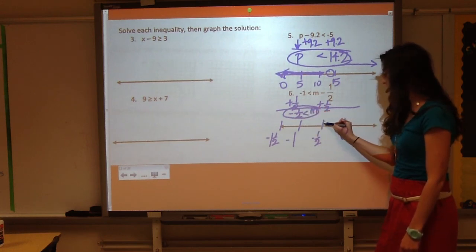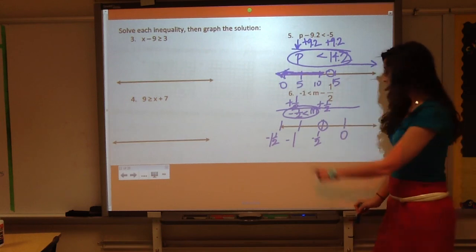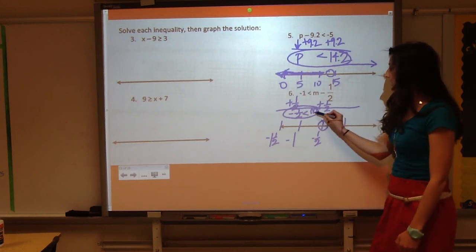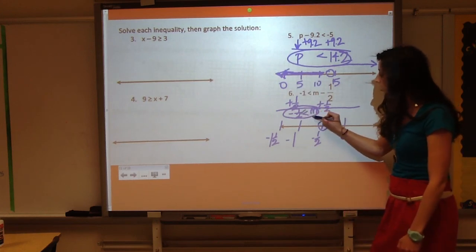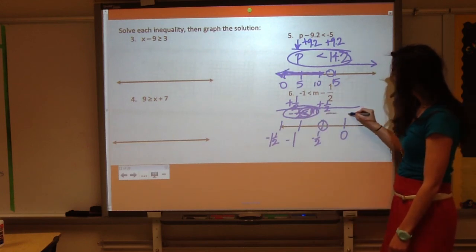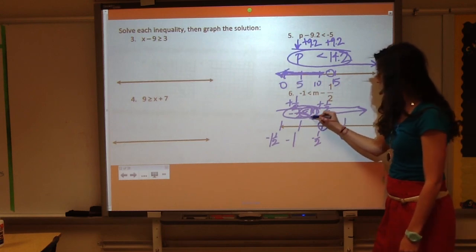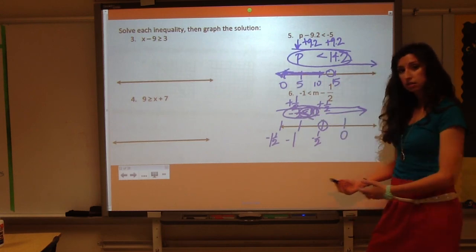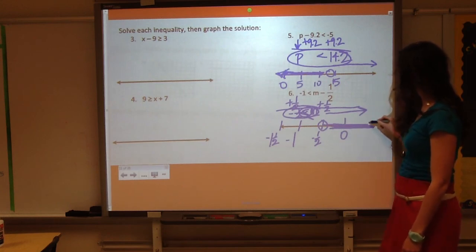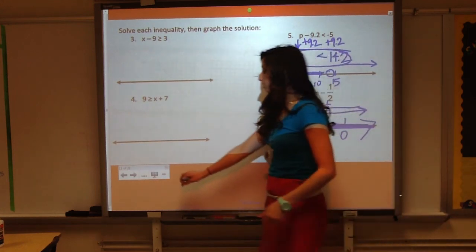Okay? My m is greater than negative 1/2. That means I'm going to go here at negative 1/2. Does it have an equal sign? No. I'm going to leave it an open circle. And because m is greater than, it's eating m, does that mean I'm getting bigger than negative 1/2, or smaller? Hopefully you said bigger. So bigger than negative 1/2, big arrow. Done. Okay? So let's keep going.